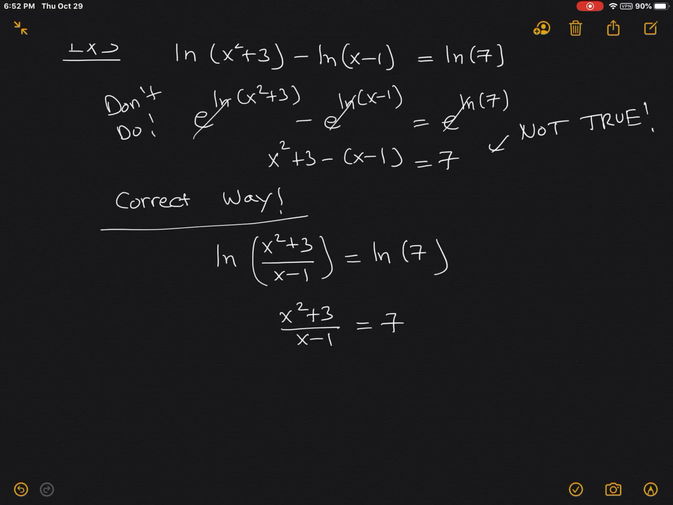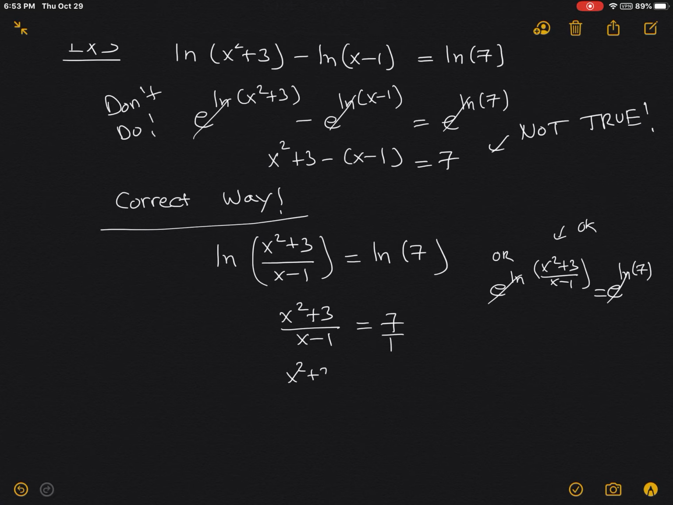Can you exponentiate both sides by base e now? Yes, you could. So you could say e to the ln of x squared plus 3 over x minus 1 is equal to e to the ln of 7. I mean, sure, you can do it now. You can do this or this. Either one's fine. If you went directly from here to here, you're using the one-to-one property. If you do it this way by exponentiating base e, this is okay as well. You'll still get the same equation.